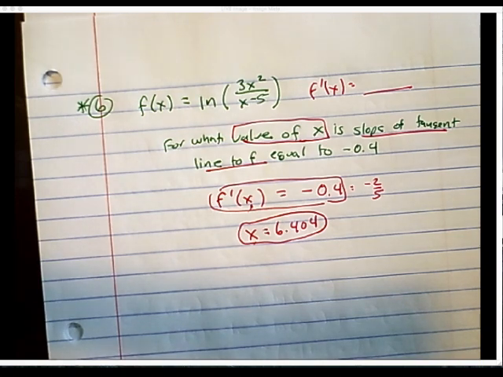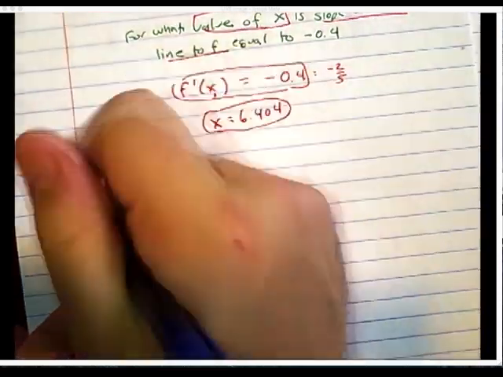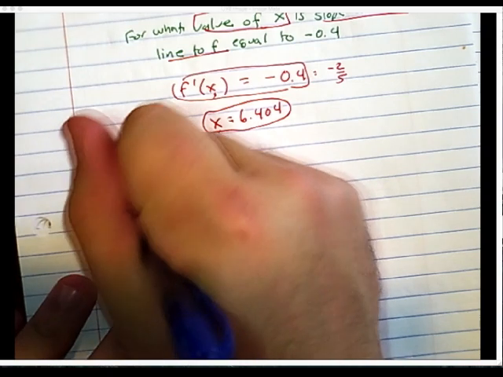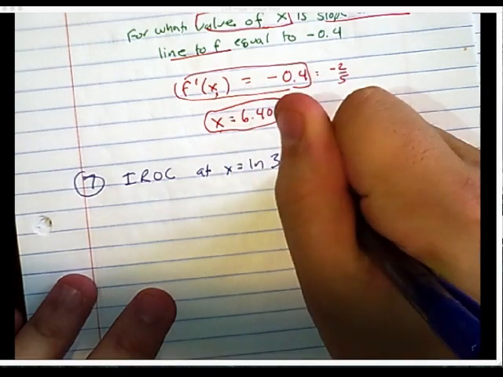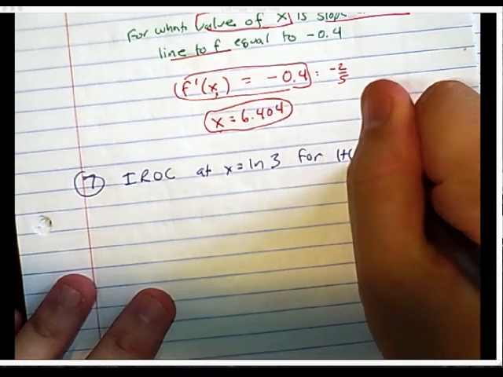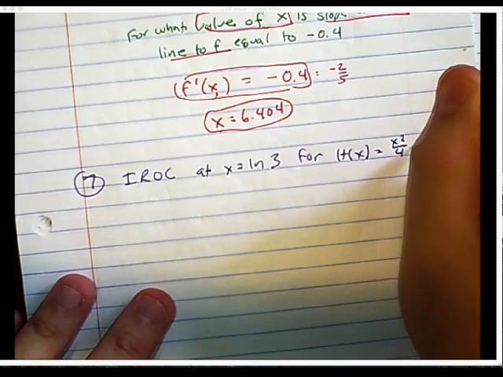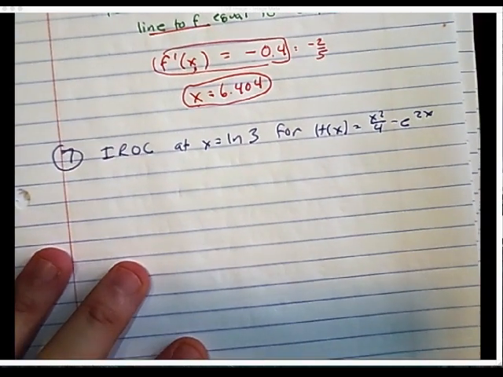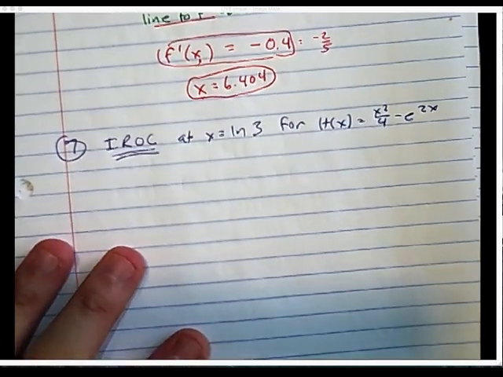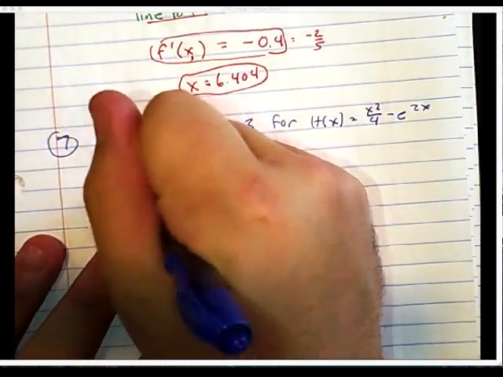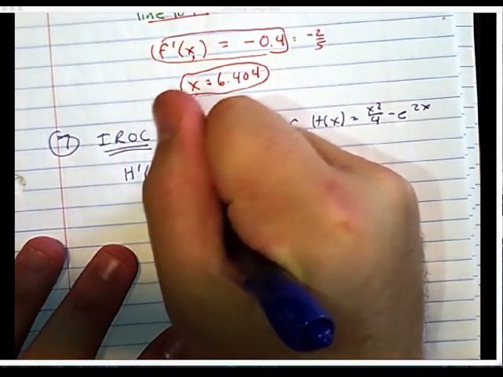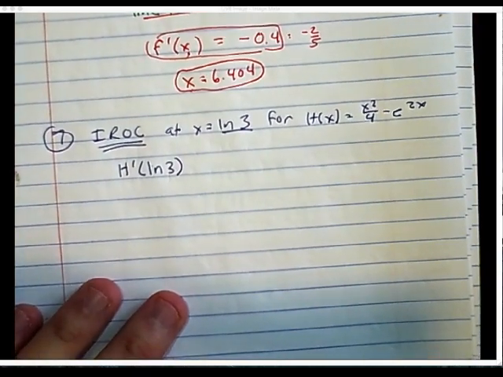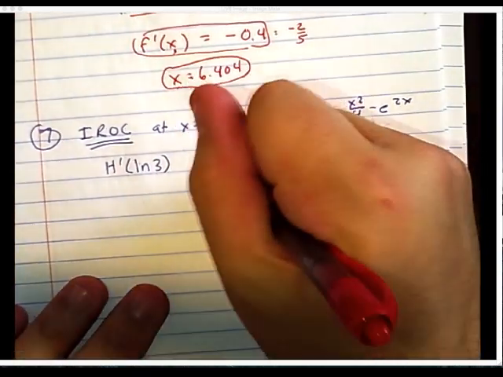A few more examples here. Number 7 says find the instantaneous rate of change at x equals ln of 3 for the function h of x equals x squared over 4 minus e to the 2x. Well, we need to know what this means. Instantaneous rate of change is the derivative at a point. So derivative of h at this number. I'm trying to find h prime at an x value of ln of 3. So before I can find that, I gotta find h prime of x.